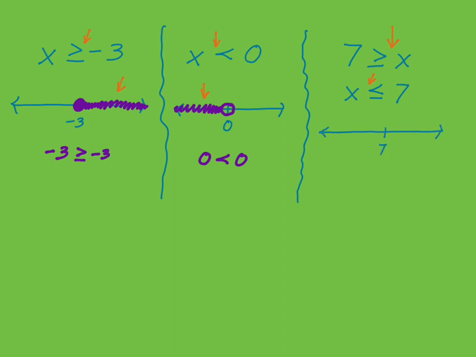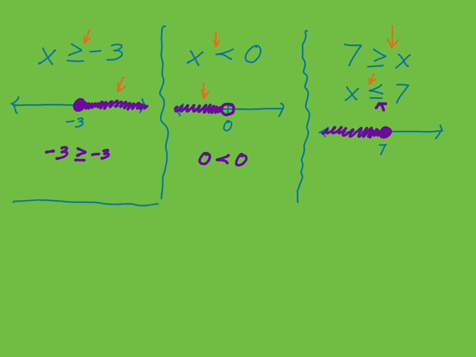So I'll put 7 in the middle. And the tip on this is when we have this equals here, that means we're going to have a closed circle at 7. That means we like 7, and 7's going to work. And now since it's less than or equal to 7, that means I can squiggle, squiggle, squiggle everything to the left.